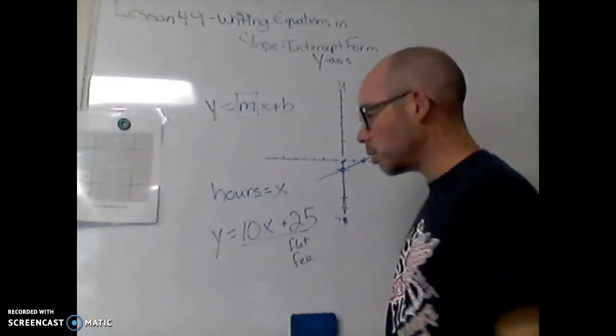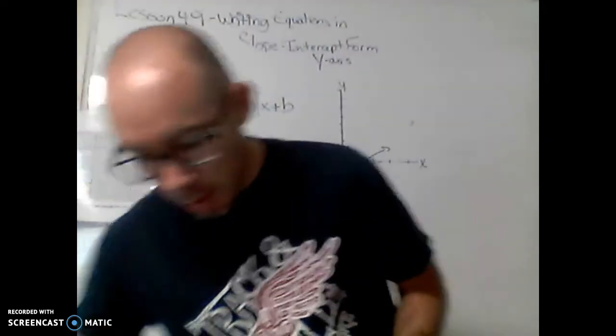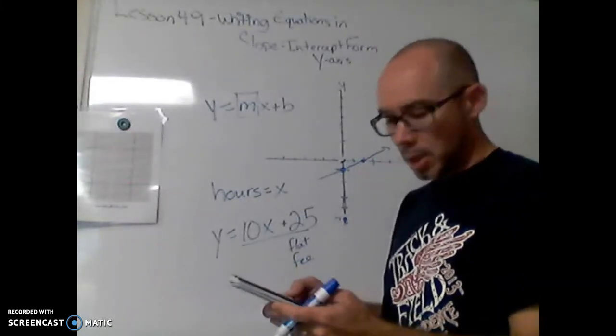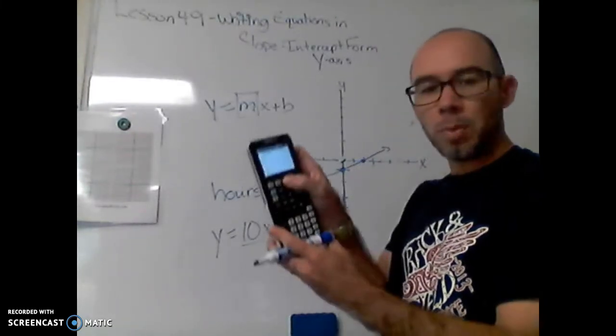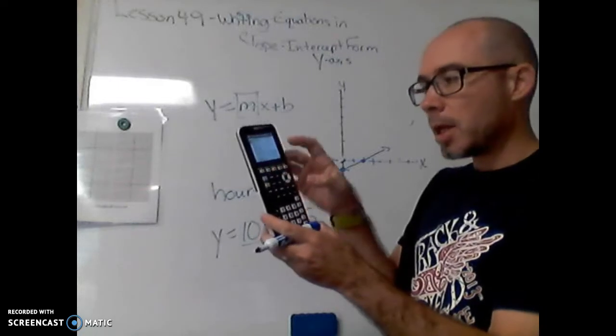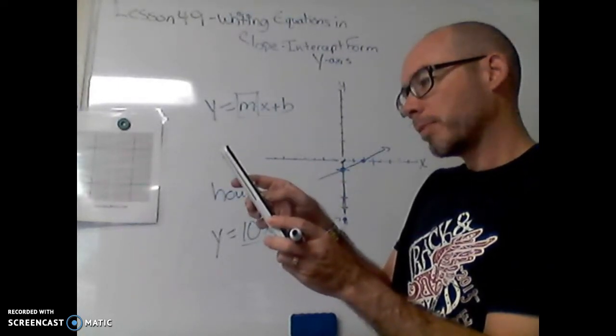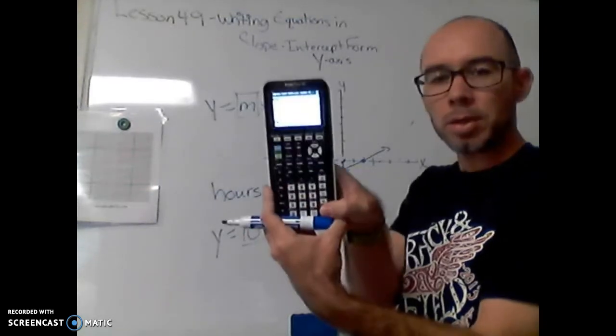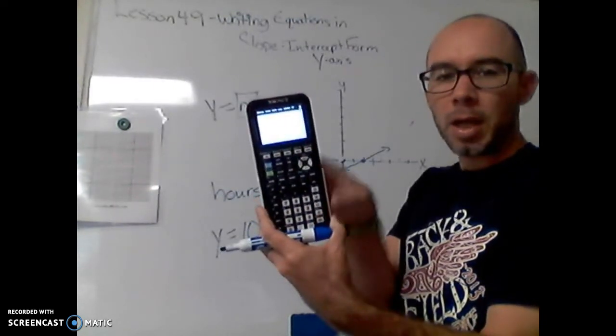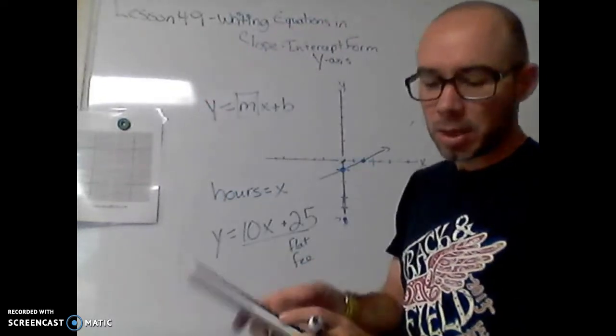You type that into your graphing calculator. And in order to see it, you're going to want to push the zoom button up here and scroll down until you see zoom fit, which I guess is number 0. It will readjust the screen so you can see the picture so that you can draw it on your homework.